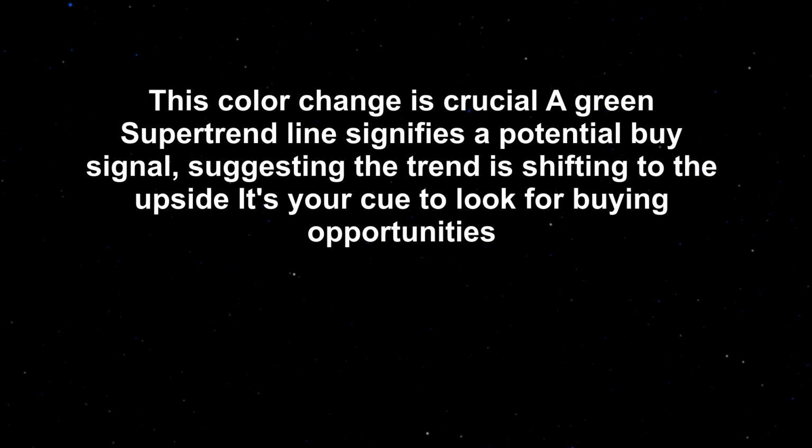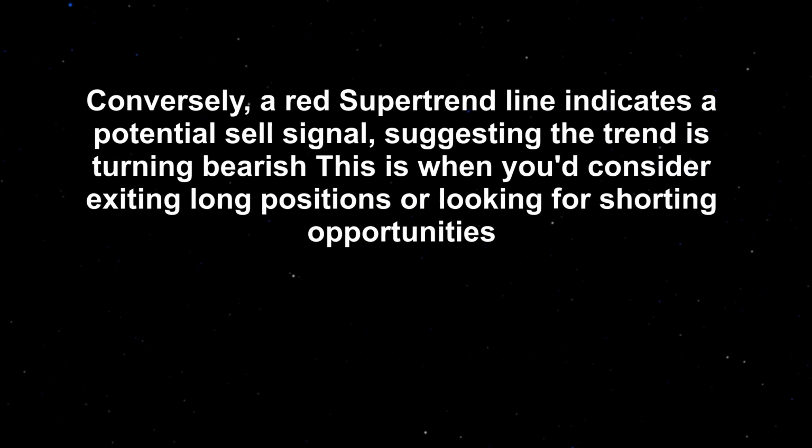A green Supertrend line signifies a potential buy signal, suggesting the trend is shifting to the upside. It's your cue to look for buying opportunities. Conversely, a red Supertrend line indicates a potential sell signal, suggesting the trend is turning bearish. This is when you'd consider exiting long positions or looking for shorting opportunities.